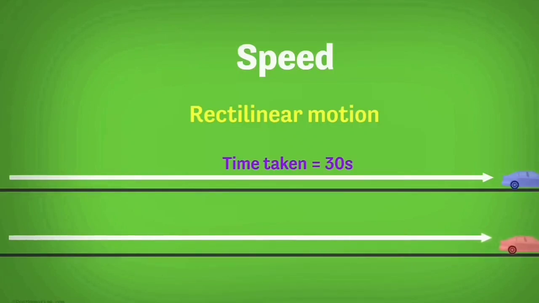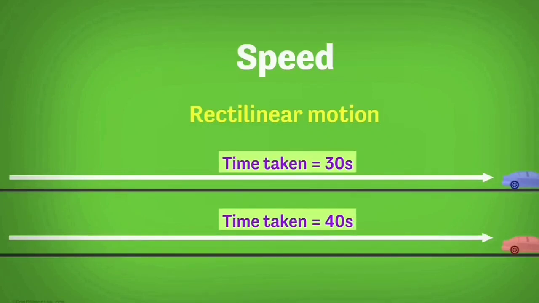The time taken by this red car to cover the same length of the road is 40 seconds. The blue car covered the path length in 30 seconds, while the red car covered the same path length in 40 seconds. Which one of them was moving with greater speed? By intuition, we can say that the blue-colored car was traveling at a greater speed than the red one. Why? Because the blue car covered the same distance in lesser time.